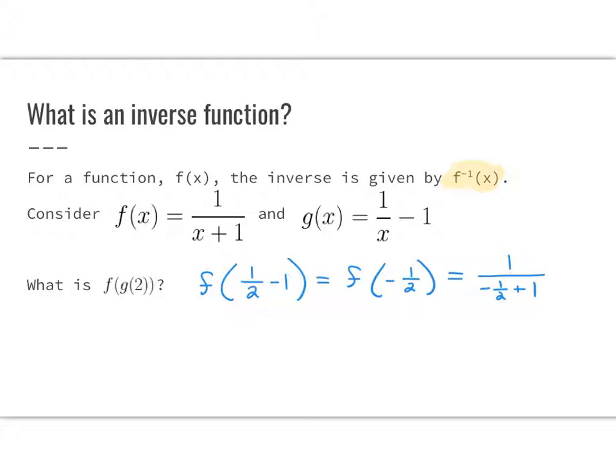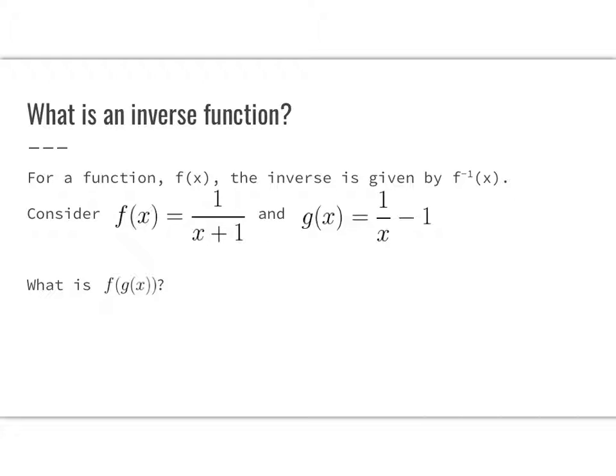We start by plugging 2 into g, so 1 over 2 minus 1. That's where this is coming from. That simplifies to be negative 1/2, and then we're doing f of negative 1/2, plugging negative 1/2 in right there. So that is 1 over 1/2, which is 2. So the thing to note here is that f of g of 2 is 2. That's going to be the theme with inverses.